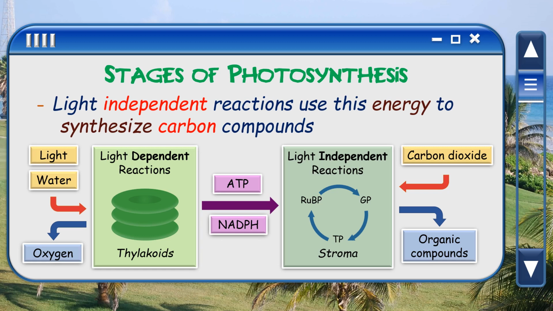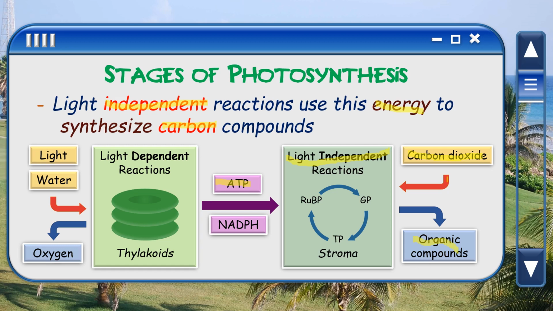Then the light-independent reaction, or light-independent stage, uses the energy to synthesize carbon compounds. This one is going to use the energy which was made from the light-dependent reaction or stage. It will use this energy and combine it with carbon dioxide, then we shall produce the organic compound.